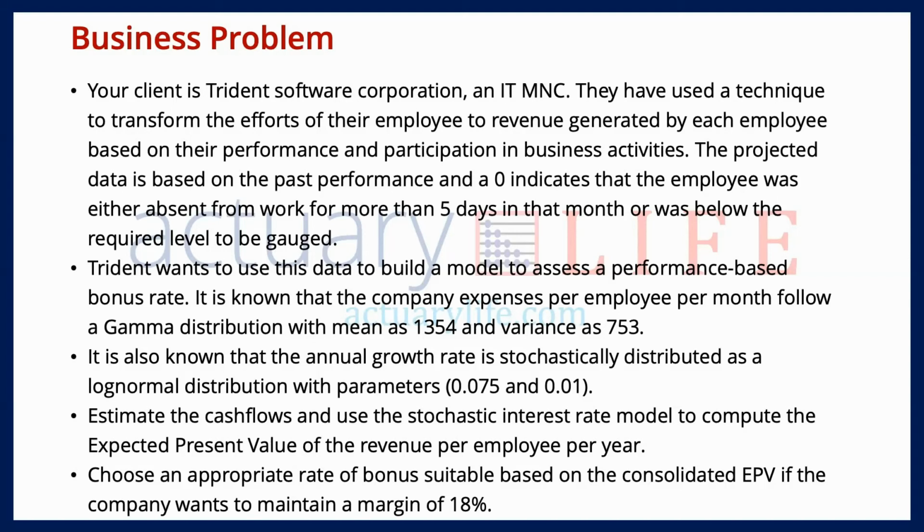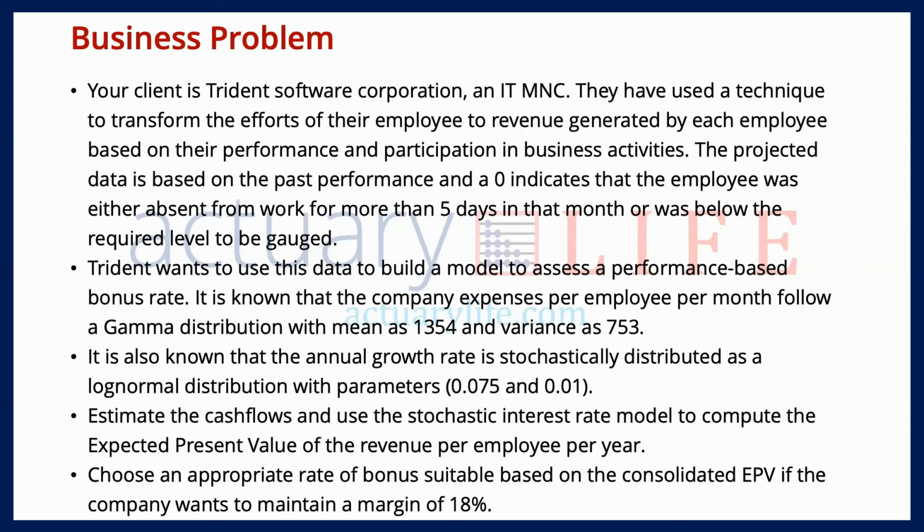Now, the company wants to use this data to build a model to assess a performance-based bonus rate. Because the employees have been involved in revenue generating activities, there are some expenses as well. This could be the salary or other overhead expenses. We need not worry about that because we have been given that the expenses are considered to follow a gamma distribution. Now this is a language that we understand. So a gamma distribution with mean 1354 and variance 753 is the information that we need.